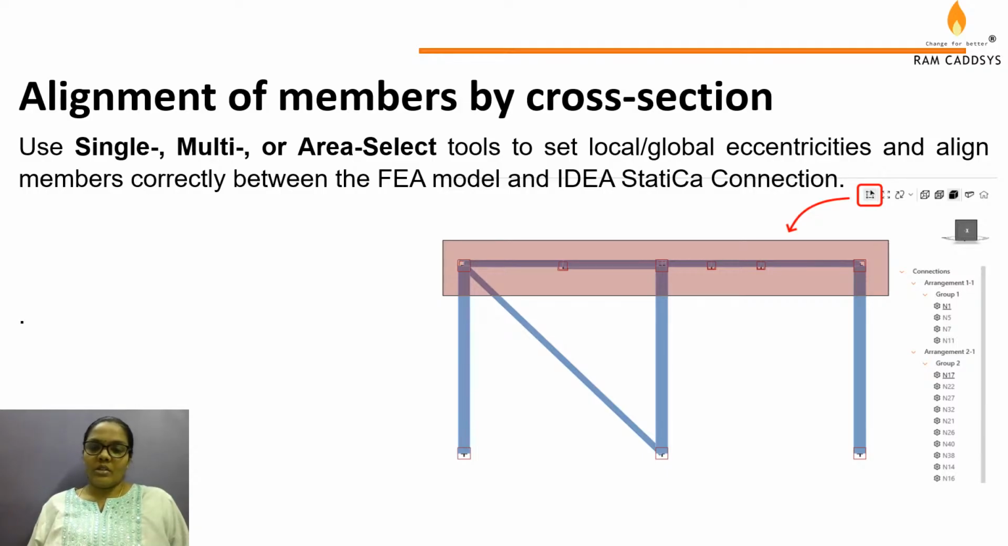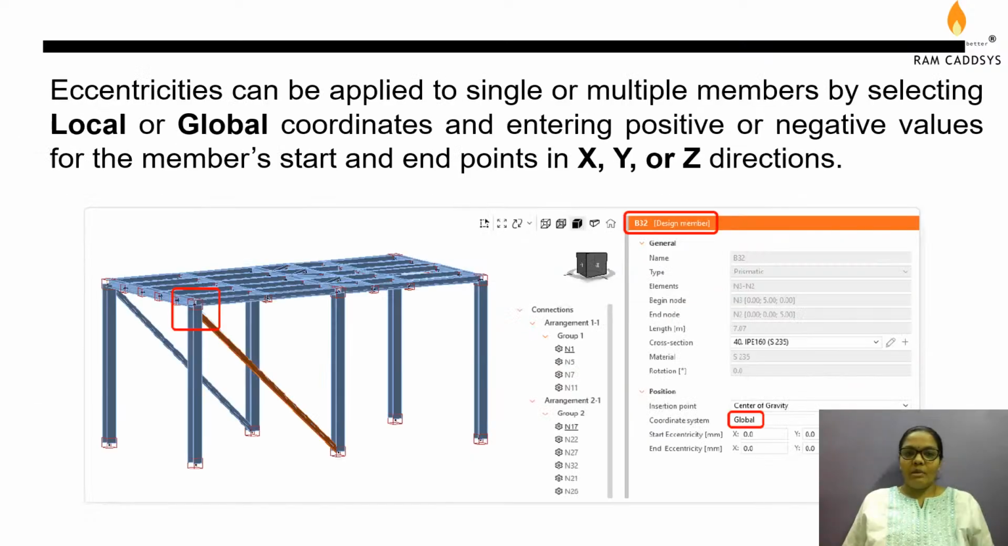Here you can make area selections. You can drag from left to right to select the members inside the area, or drag from right to left if you want to select the intersecting area members, and you can simply click the escape key to unselect the members. Now you can align the members by selecting the global or local coordinate systems, and by providing the appropriate positive or negative values to align the members in the Checkbot environment.